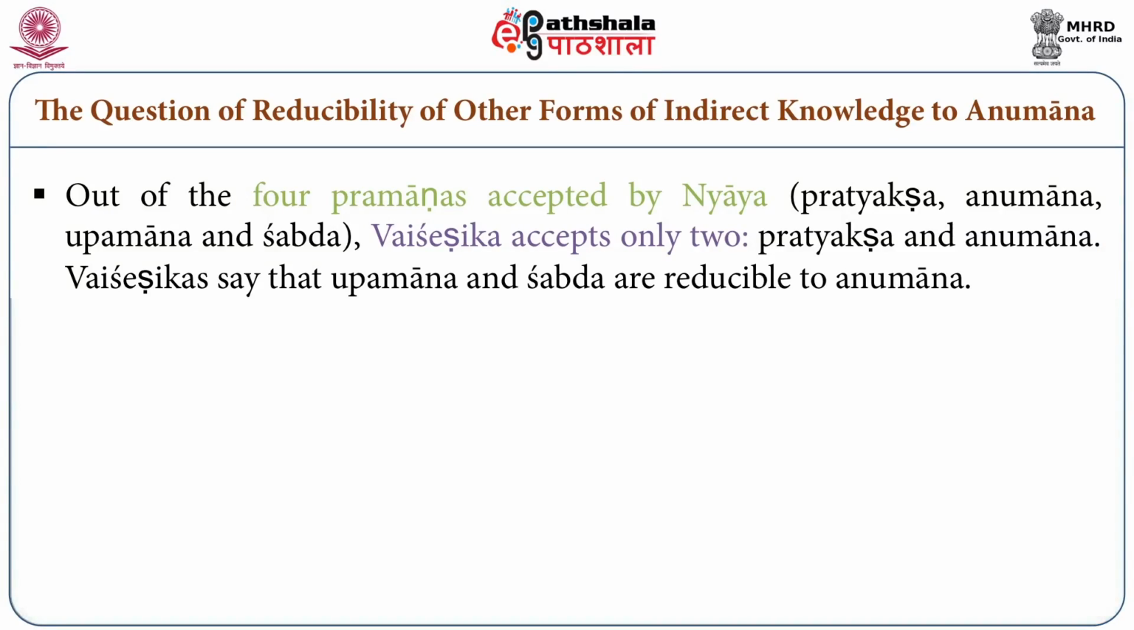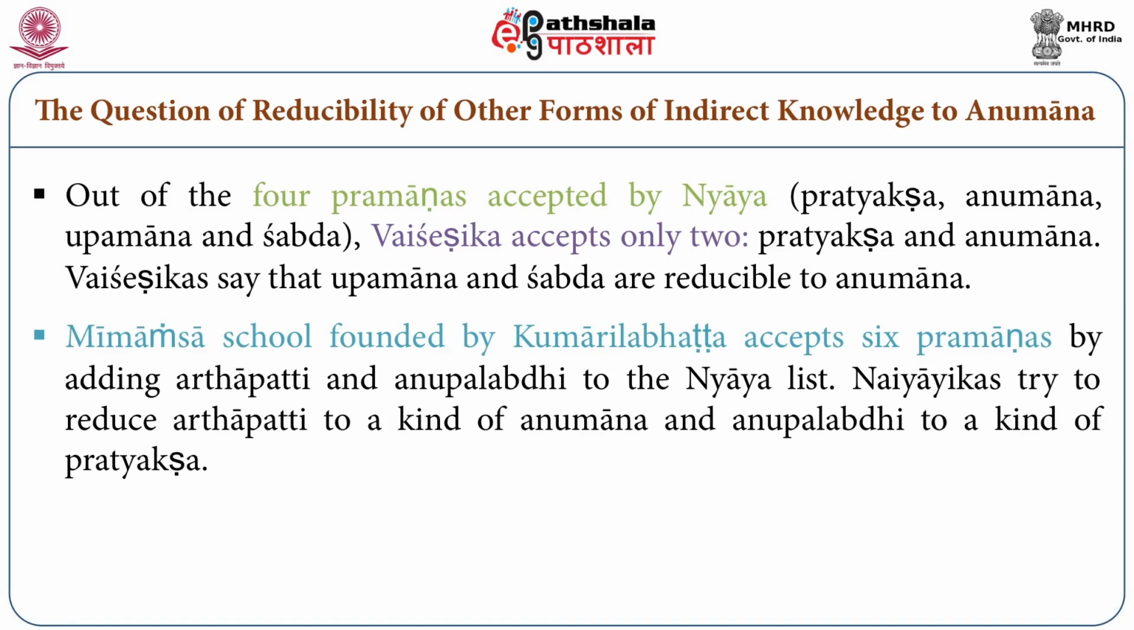So, out of the four pramanas accepted by Nyaya, Pratyaksha, Anumana, Upamana and Shabda, Vaisheshikas accept two, namely Pratyaksha and Anumana, but then Vaisheshikas say that Upamana and Shabda are reducible to Anumana. Similarly, Mimamsa school, founded by Kumarila Bhatta, accepts six pramanas by adding Arthapatti and Anupalabdhi to the Nyaya list.